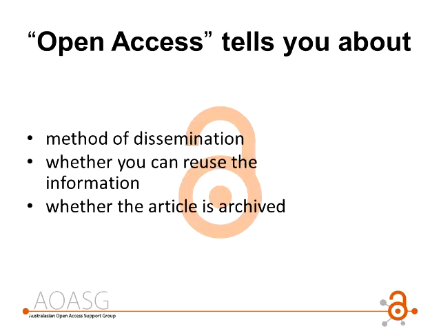And so open access tells you about these things. It tells you about the method of dissemination, tells you whether you can reuse the information, and whether the article is archived. And that's the term, I deliberately put open access in brackets here just to try and reinforce the importance of the accurate use of this term.